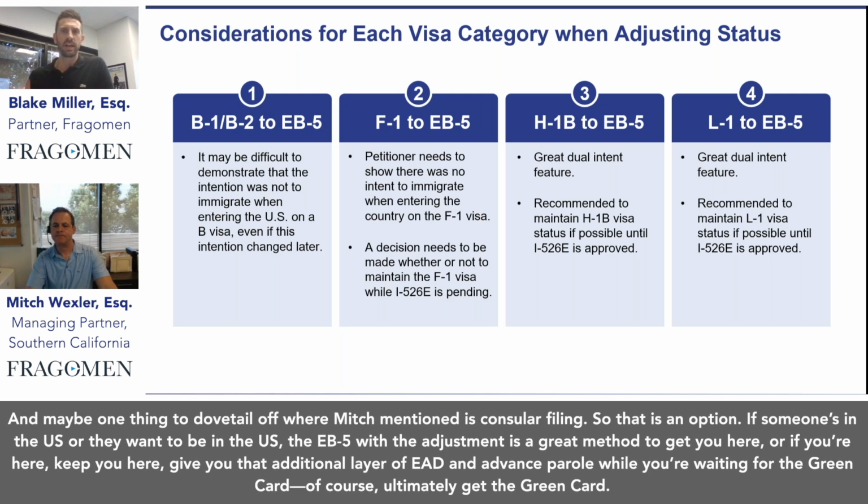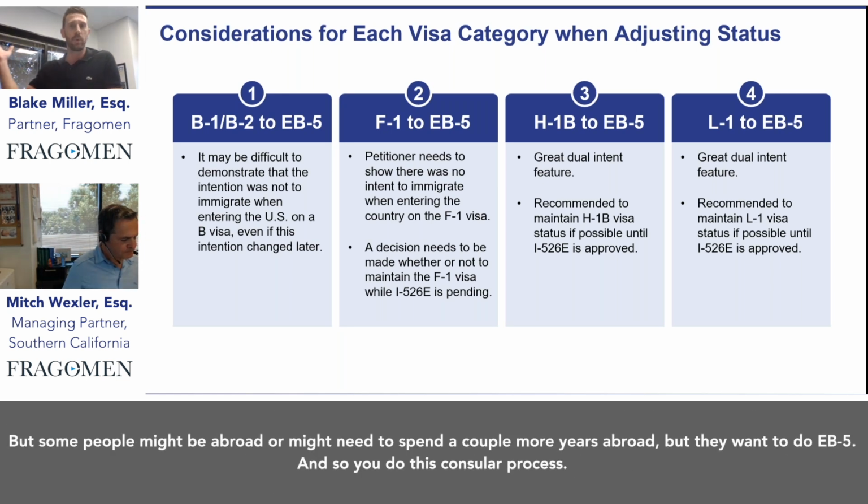And maybe one thing to dovetail off where Mitch mentioned this consular filing. So that is an option. If someone's in the U.S. or they want to be in the U.S., the EB-5 with the adjustments is a great method to get you here, or if you're here, keep you here, give you that additional layer of EAD and advanced parole while you're waiting for the green card. Of course, ultimately get the green card. But some people might be abroad or might need to spend a couple more years abroad, and they want to do EB-5, and so you do this consular process.